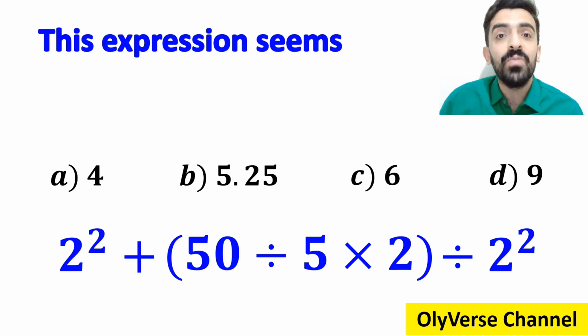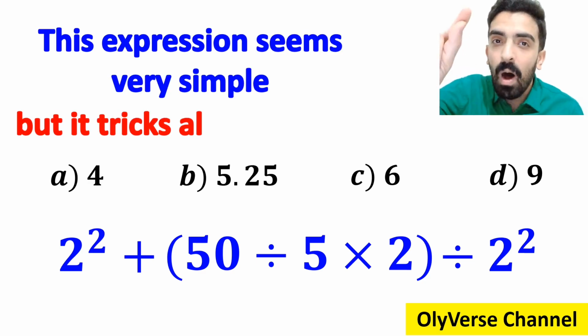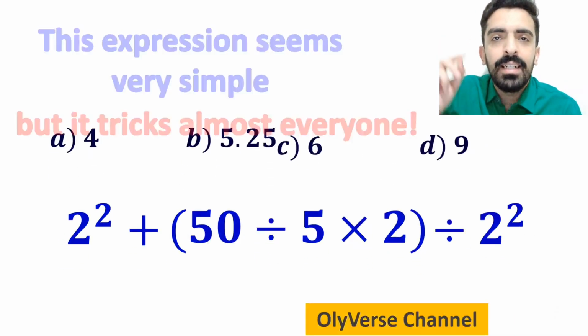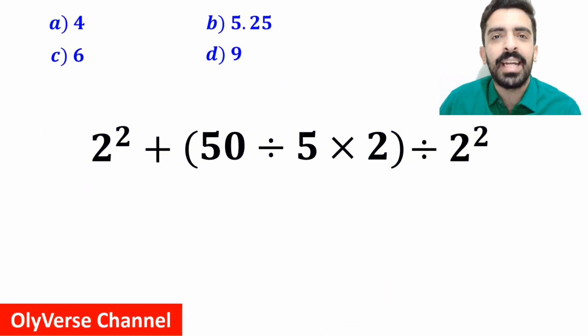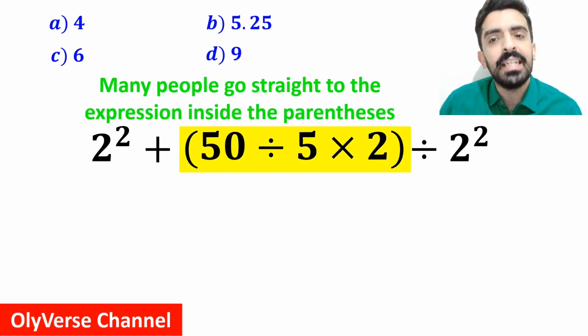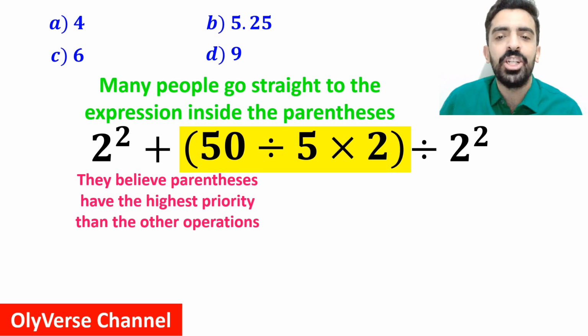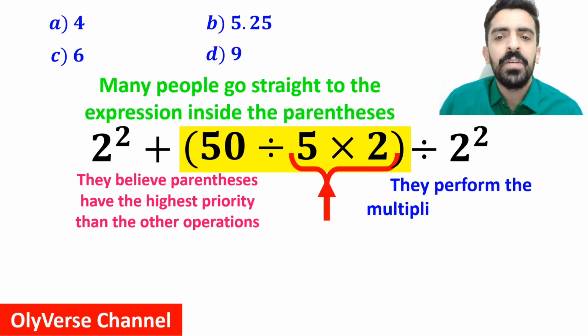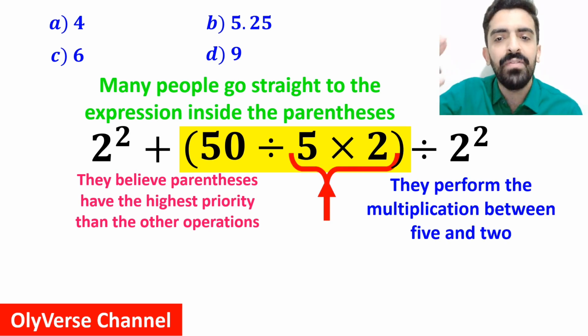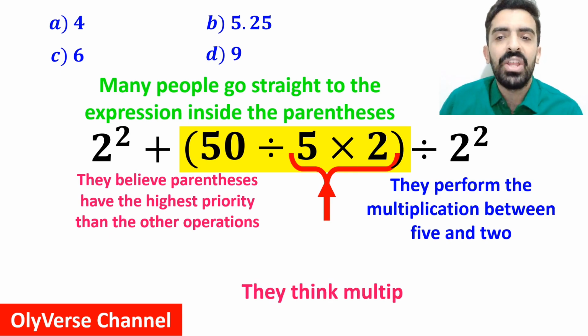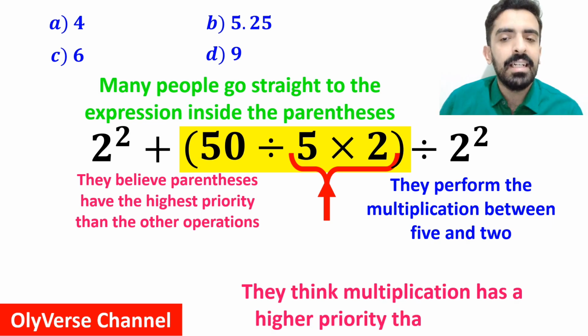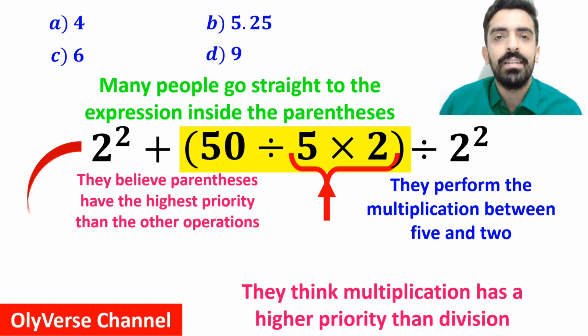This expression seems very simple, but it tricks almost everyone. Let's go step by step and solve it together. At the beginning, many people go straight to the expression inside the parentheses because they believe parentheses have a higher priority than the other operations. And they immediately perform the multiplication between 5 and 2 because they think multiplication has a higher priority than division.